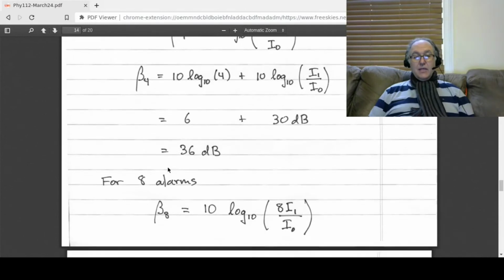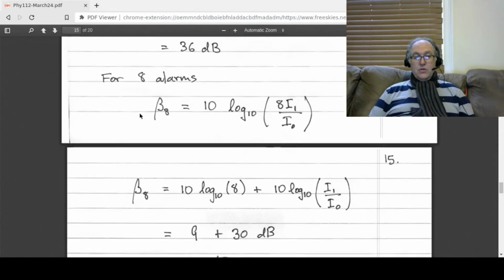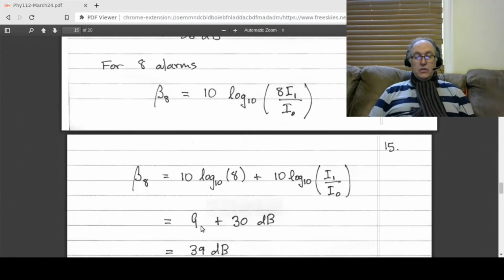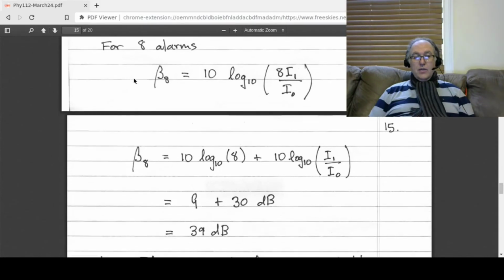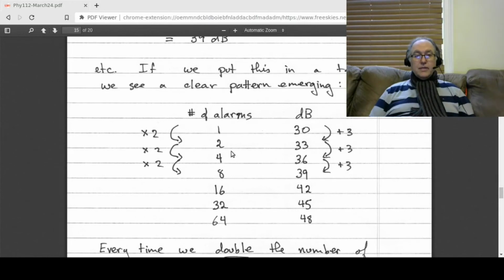If you do this for 8, well, it's the same story all over again. Just replace I1 with 8 I1s, because now you have 8 of them. And that 8 will become a term out in front because the log will distribute over the multiplication and turn it into addition. And so you're basically going to have that beta 8, the intensity in decibels for 8 bells, is going to be 10 log of 8, and that turns out to be 9. So it's going to be 9 plus 30, and so you get 39. All right, now we can actually just put this in a table like this.